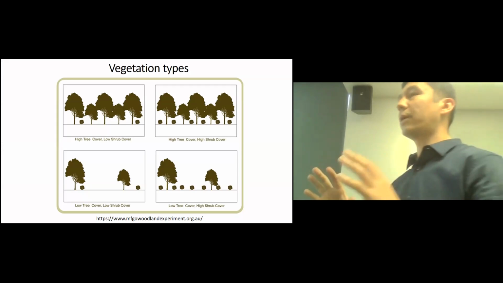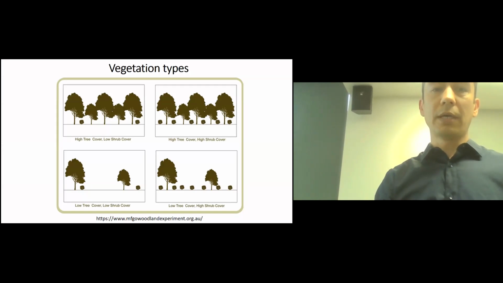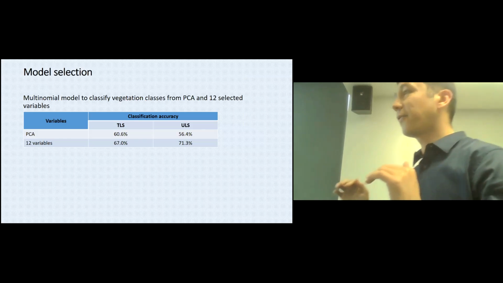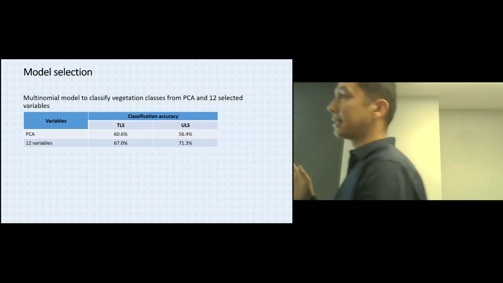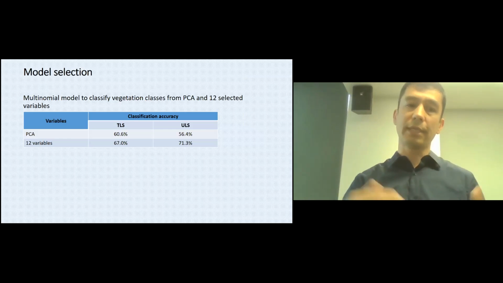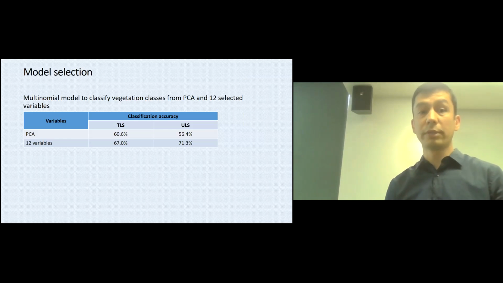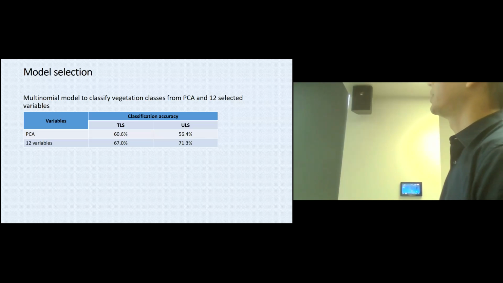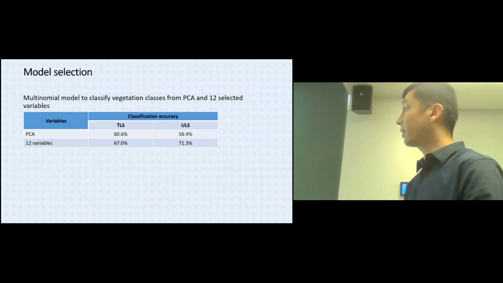So all of those 96 plots were based on these vegetation types. Therefore, we thought that whichever model can predict these vegetation classes more accurately should be used for predicting birds as well. Therefore, we used a multinomial model to classify vegetation classes from PCA and also 12 selected variables.